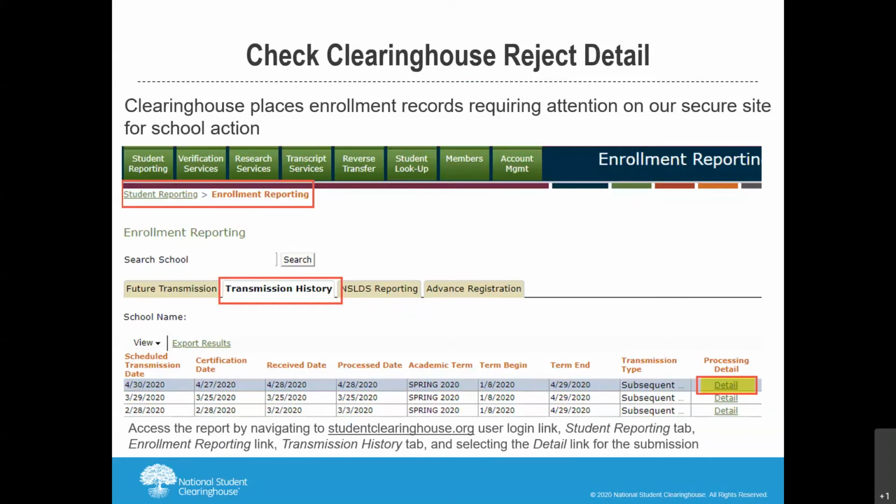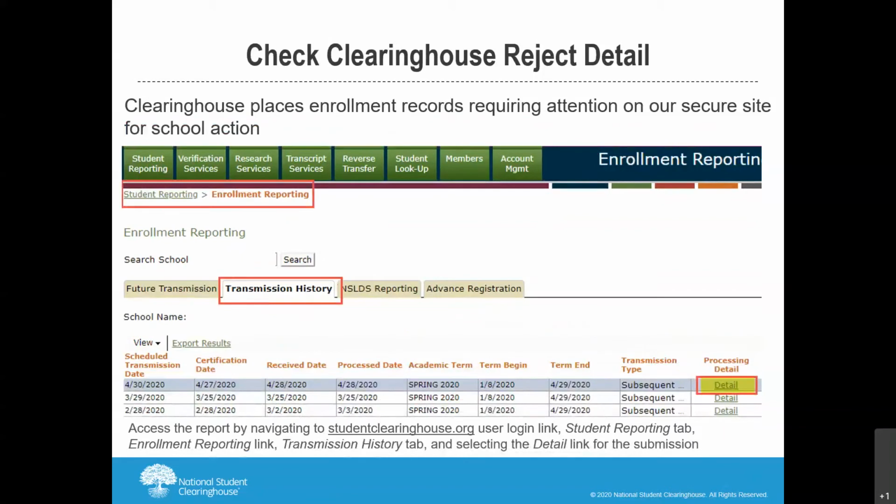If you have access to the Clearinghouse secure site, you log in, click on student reporting, and then enrollment reporting, and then transmission history. This is going to show the enrollment files that Clearinghouse has processed for your school. Each time we process an enrollment file, I would encourage one or a few people who have this as part of their process, after they get an email that we processed their file, to log into our site and look at this detail link.